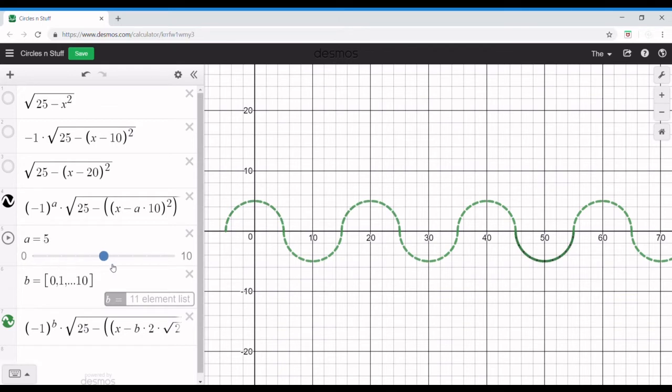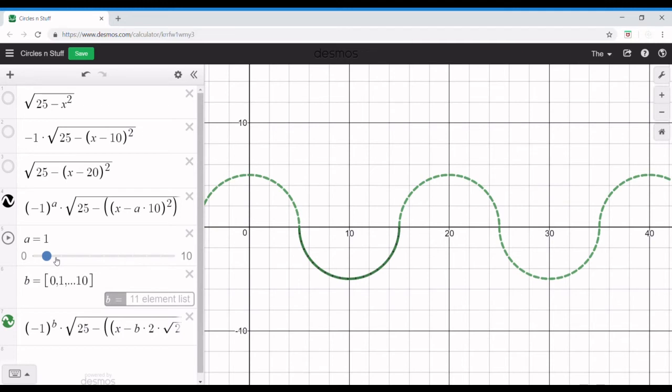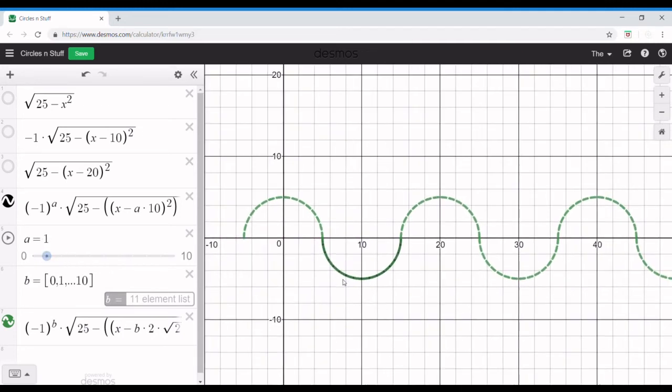But it's pretty neat and very exciting. So that's all I have for today's graph. I encourage you to go on Desmos and play with it yourself.